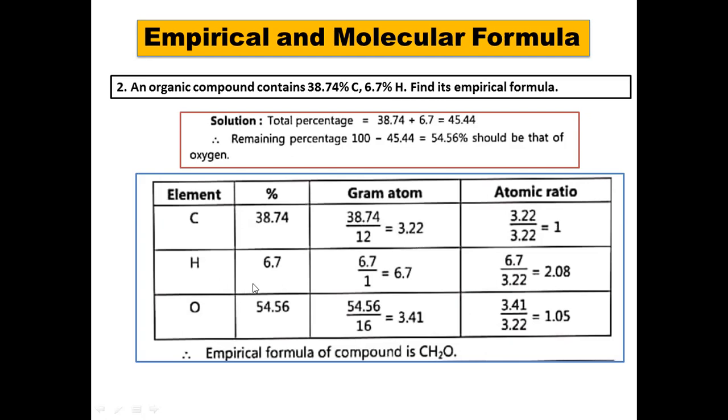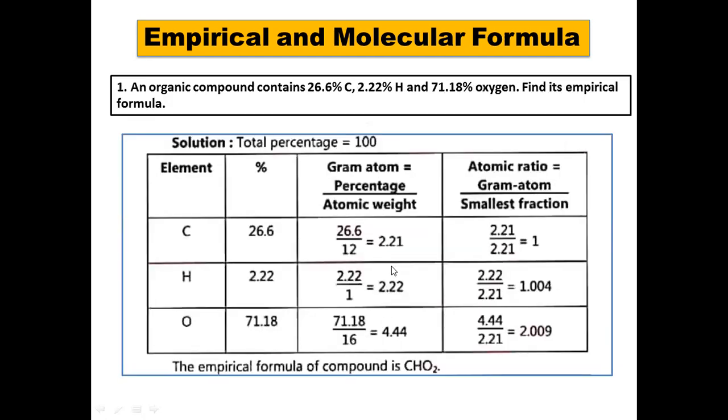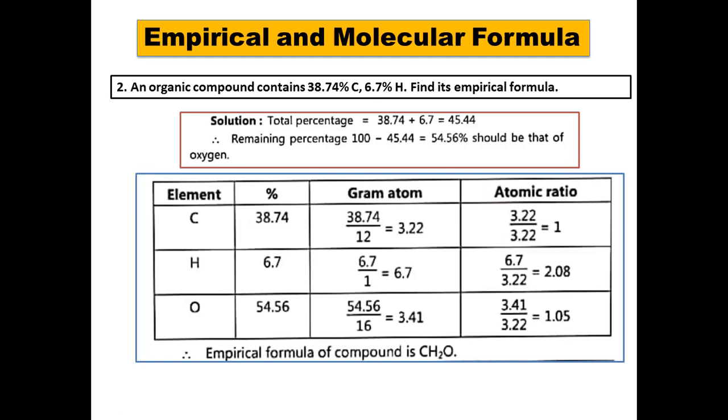Whereas for hydrogen, the given percentage is 6.7%. So 6.7% divided by the atomic weight of hydrogen, which is 1. So the gram atom is 6.7. Whereas for oxygen, we have calculated 54.56%. So 54.56 divided by 16, the atomic weight of oxygen. The answer is 3.41. Now the three gram atom quantities are calculated. Out of that, we have to find which quantity has the smallest fraction, which is carbon's 3.22.